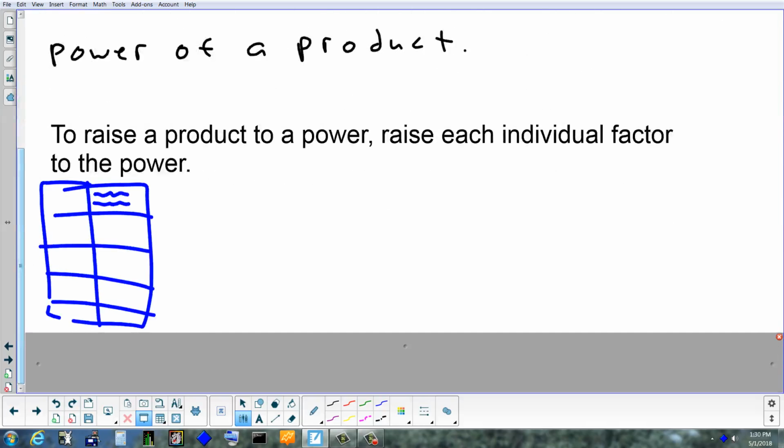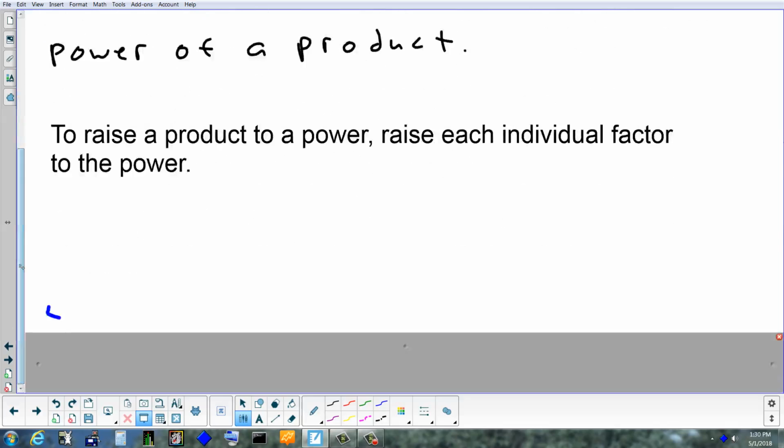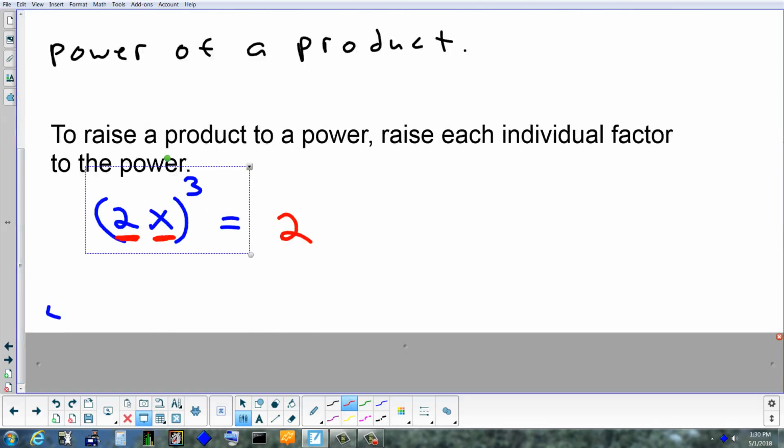Okay, so let's look at 2x cubed. It says to raise a product to a power, raise each factor. Look at this. That's a factor. That's a factor. So to do this out, the first thing you're going to do is cube the 2. 2 cubed. The next thing you do is cube the x.